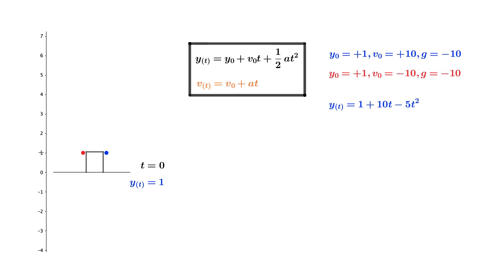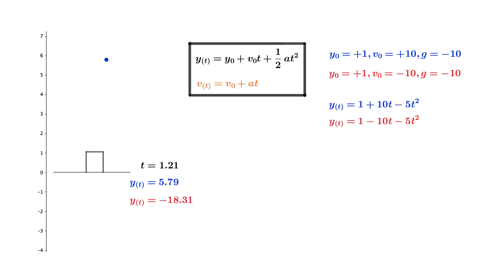Now we do the same thing for the red object. So we plug in the initial information into the position equation. We have y(t) equals 1 minus 10 times t minus 5 times t squared. It's almost the same, except the velocity has an opposite sign. We can also write down the initial position at time t equals 0 below the blue position. And as you can see, initially both balls start off at the same position. Let's run the animation and see what happens.